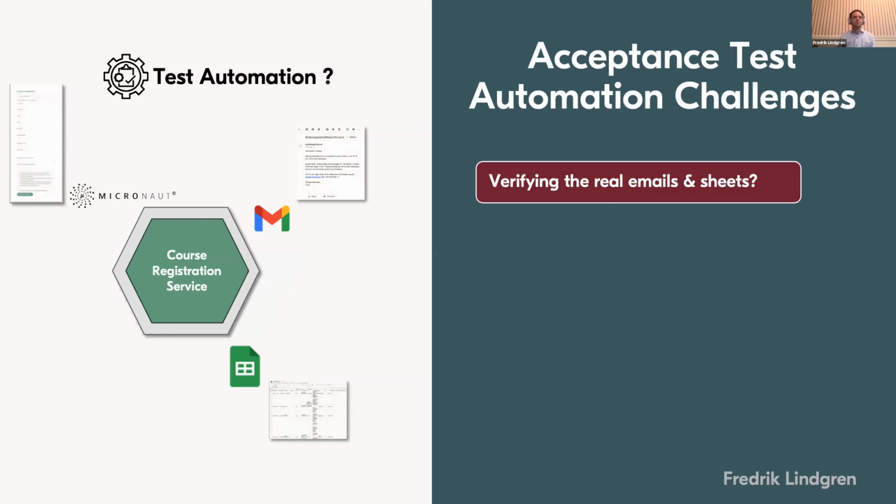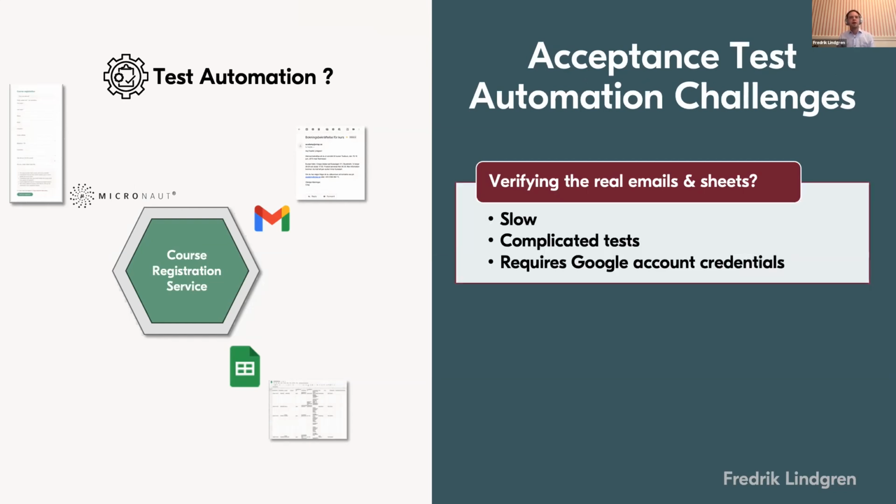One option would be to try to verify the real emails sent and the real Google Sheets stored. That's definitely possible, but it's really, really slow. The tests become quite complicated. And when running the test, you would need Google account credentials. So it's typically not something that you would run on each commit or pull request, because it takes time.